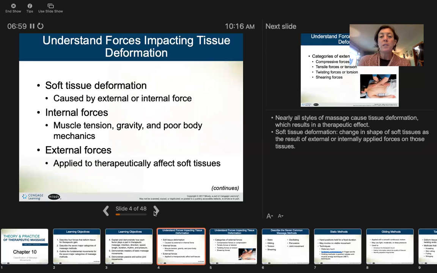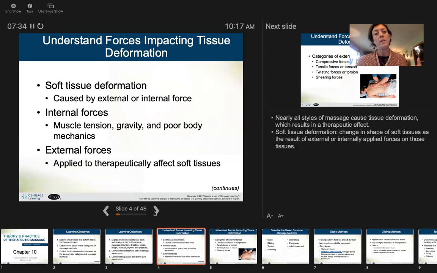So, soft tissue deformation, the changes in your soft tissues, which is your muscles, ligaments, and IT band, tendons. The internal forces that can cause it to get out of place in the first place would be just muscle tension, effects of gravity over time, or poor body mechanics is often the case, whether it's how they sit, stand, or work. And yes, injuries can actually deform your tissues as well.